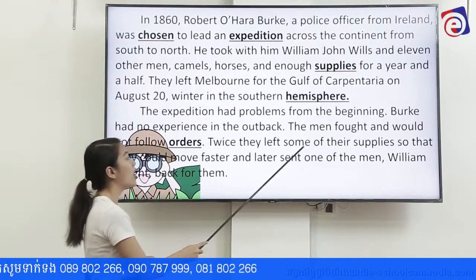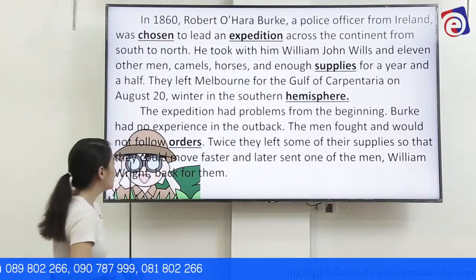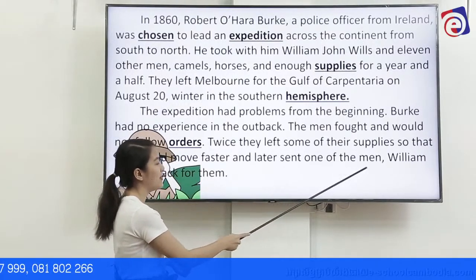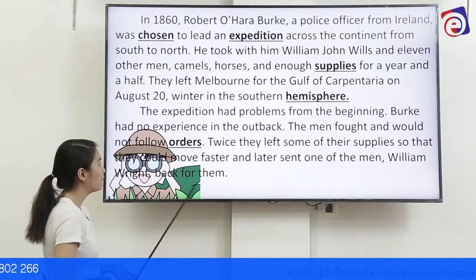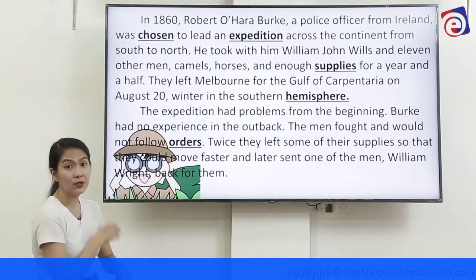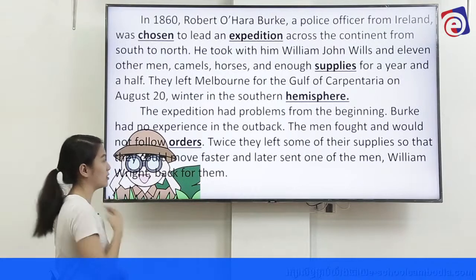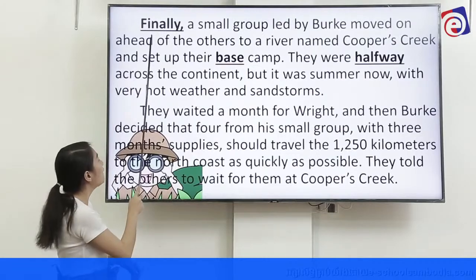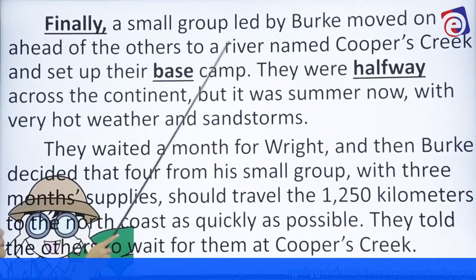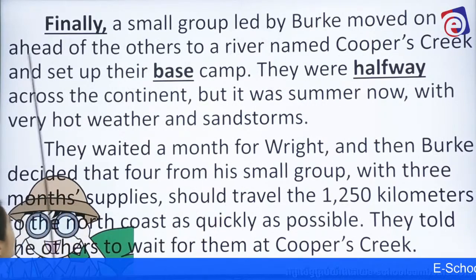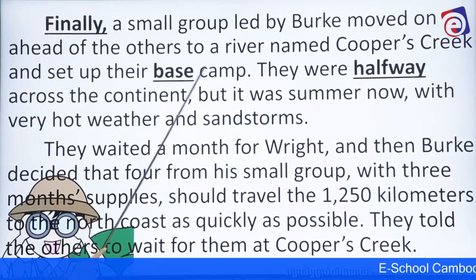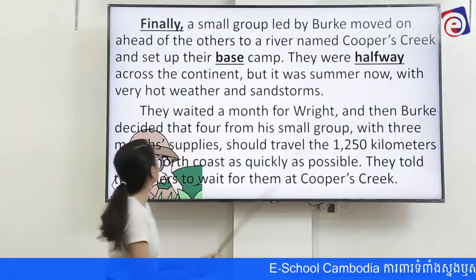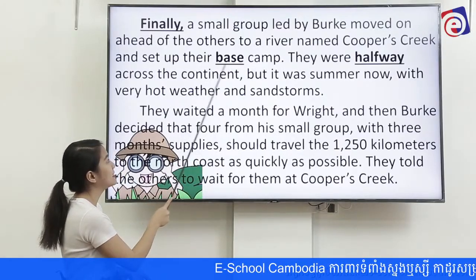Twice they left some of their supplies so that they could move faster, and later sent one of the men, William Wright, back for them. So they left their food supplies. It's really dangerous because they will get hungry if they finish their food supplies. Finally, a small group led by Burke moved on ahead of the others to a river named Cooper's Creek. Are you following? And set up their base camp.